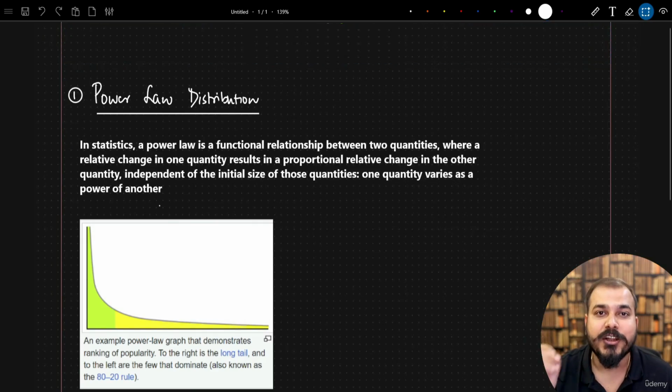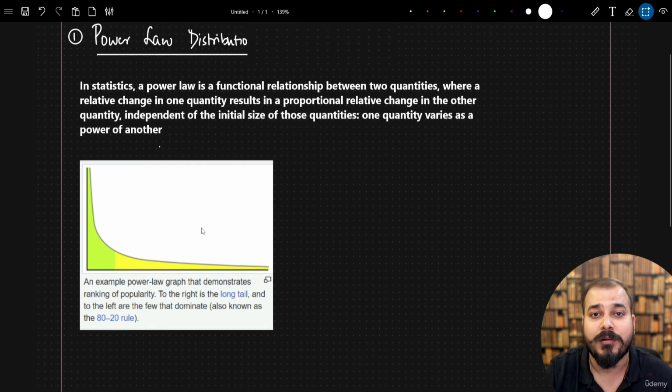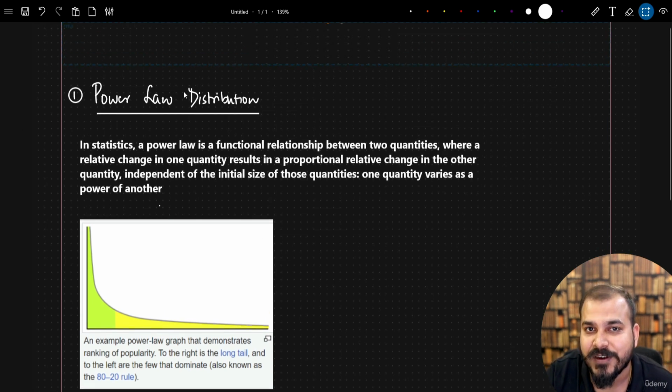Hello guys, so we are going to continue the discussion with respect to statistics, and in this video we are going to discuss power law distribution, which is again a new distribution that is not a Gaussian distribution. We'll try to understand how this distribution works, what kind of data sets probably follow it, and what kind of information this probability distribution conveys about a specific data set. So without wasting any time, let's go ahead, and first of all we will start with the definition.